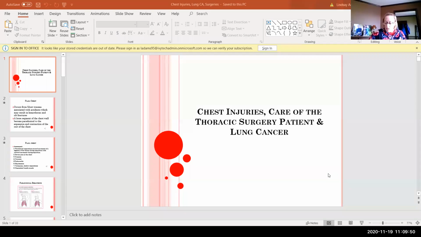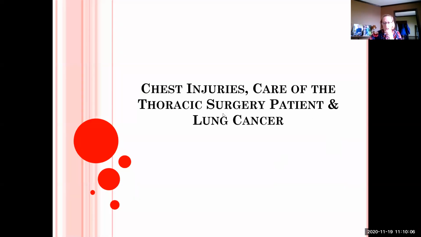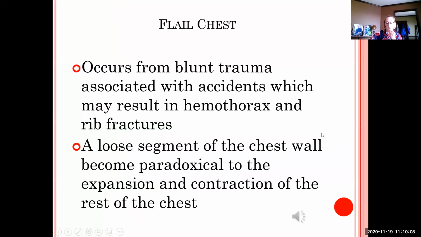Okay, so now our chest injuries, chest tubes, all that stuff we're going to talk about. Thoracic surgeries, going to go over that. All right, so we're going to go over some of the different kinds of chest injuries and traumas that can cause or facilitate the need for thoracic surgery and/or chest tubes. And then we're going to talk about chest tubes.